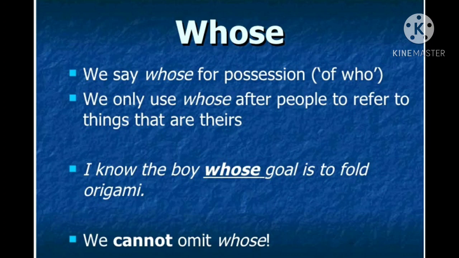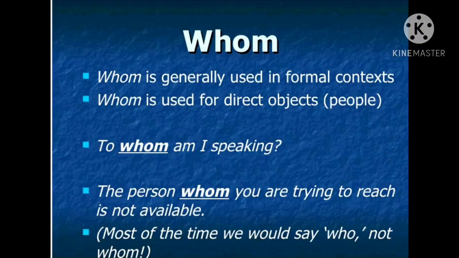And now we can learn the usage of whom. Whom is generally used in formal contexts. Whom is used for direct objects, meaning people. If you come to the example, to whom am I speaking? There, whom. The person whom you are trying to reach is not available. Generally in phone calls we also get this when we try for some other person.